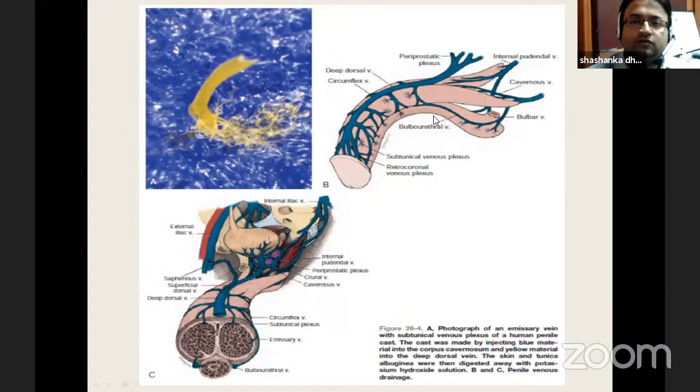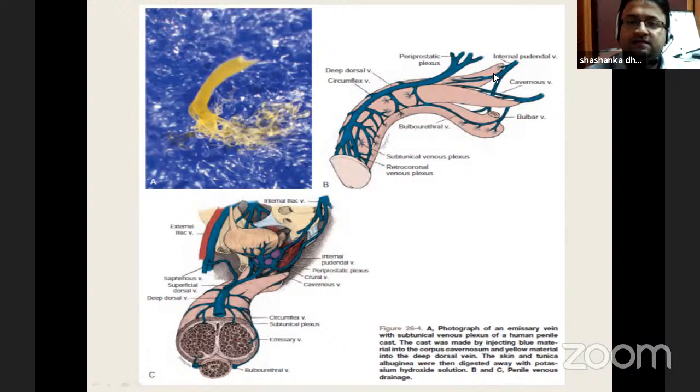Okay, so basic concept, this is the deep dorsal vein. It is very much like the deep dorsal artery of the penis. There are circumflex veins draining into it, just like the circumflex artery branches of the dorsal artery. And then there's one bulbourethral vein, just like the bulbourethral artery. All of this goes and communicates with the periprostatic plexus located here.